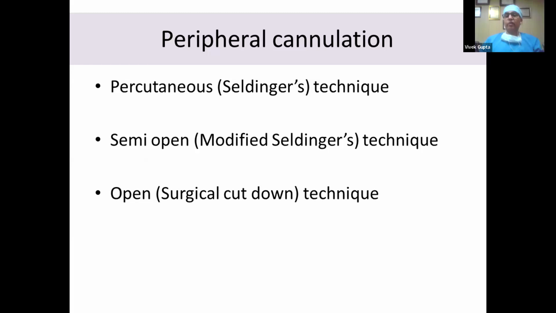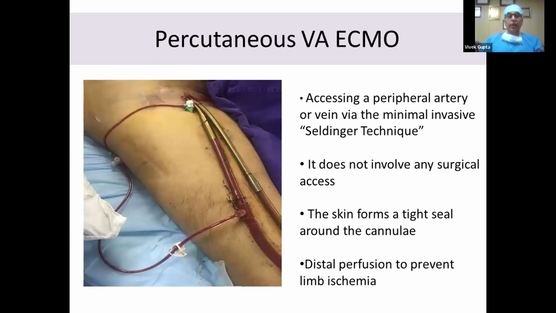So how do we do the peripheral cannulation? Peripheral cannulation can be done percutaneously, what we commonly call the Seldinger technique, or a modified Seldinger technique, or it can be done as an open or surgical cut-down technique. I'll not go into detail, but the percutaneous technique is usually used in VA ECMO. You can do it very emergently. The advantage is minimal risk of bleeding, because this can make a tight seal, and you can place a distal perfusion cannula percutaneously under ultrasound guidance so that you can ensure adequate perfusion of the distal limb.